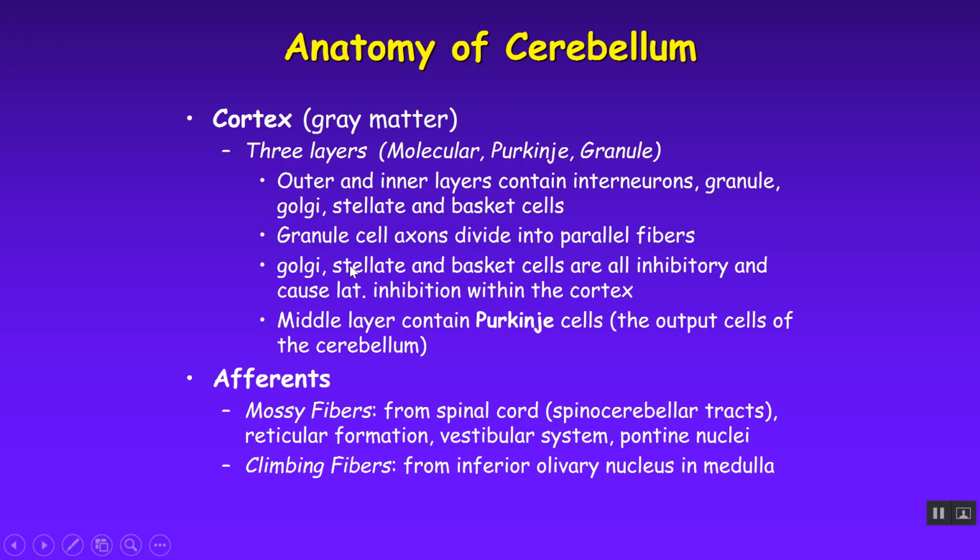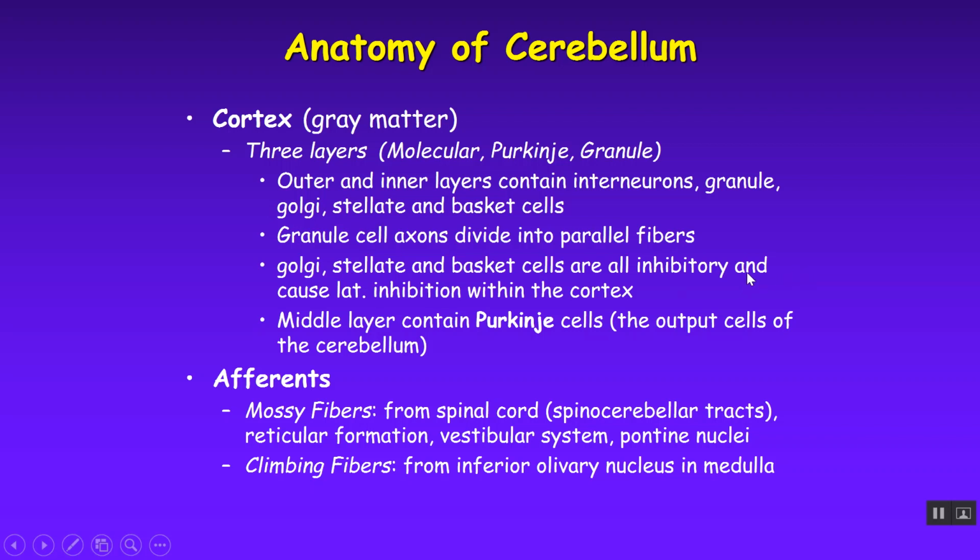The granule cells are interesting in that they're on the inner layer and project some axons up, and those axons run parallel to the folia in the surface of the cerebellum. We'll mention those a little bit later. Golgi, stellate, and basket cells are all inhibitory in nature, okay?